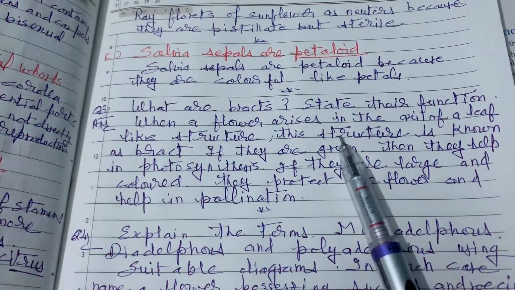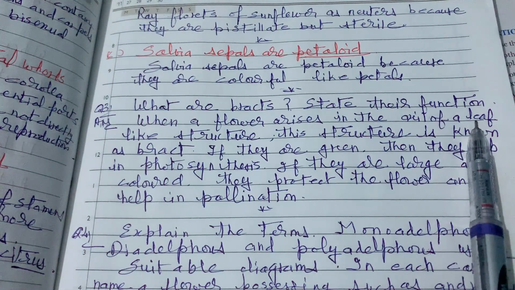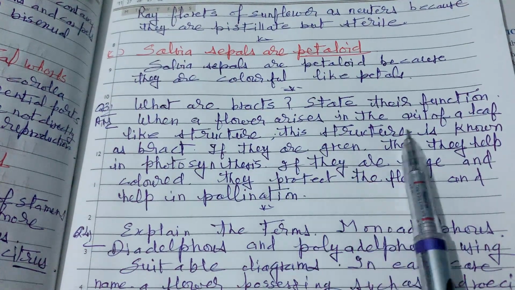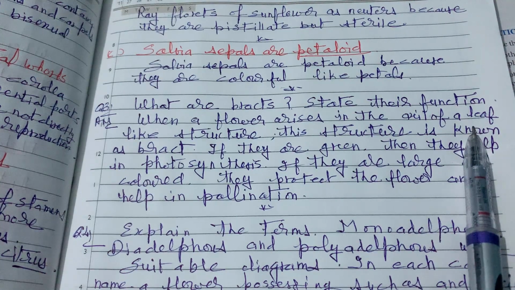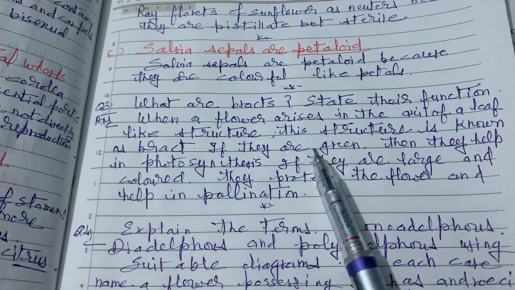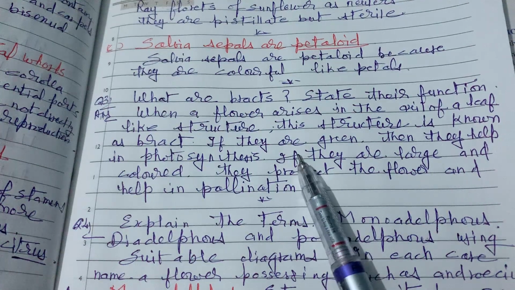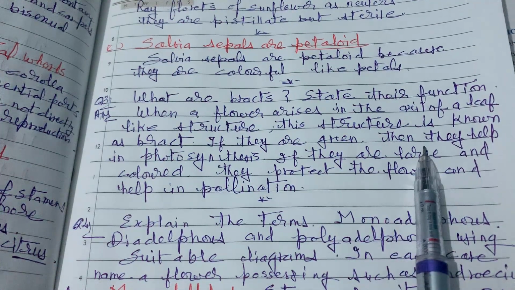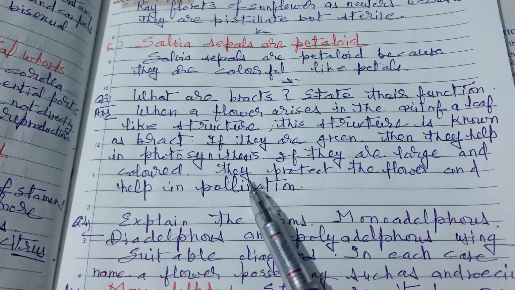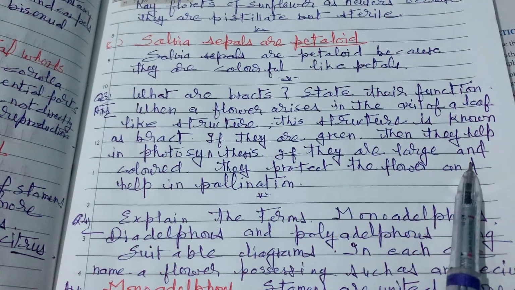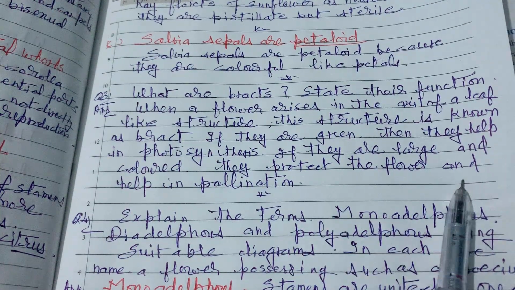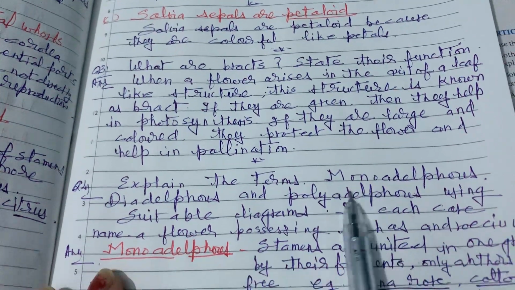What are bracts? State their function. When a flower arises in the axil of a leaf-like structure, this structure is known as a bract. If they are green, they help in photosynthesis. If they are large and colored, they protect the flower and help in pollination.